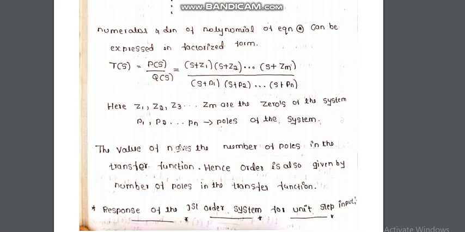The value of n in the equation 2 denominator, a1 into s to the power n, gives the number of poles in the transfer function, and hence the order is also given by the number of poles in the transfer function. So we can identify this order from the poles of the system also.